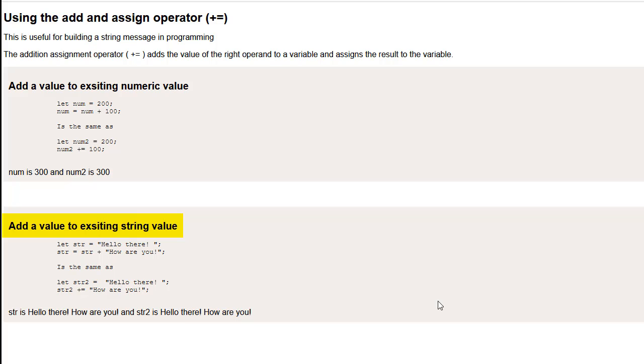This comes in very handy when working with strings. You may hear the expression building a string. So if you wanted to set up a variable and throughout your application add messages to that variable, you can do this using this add and assign operator.